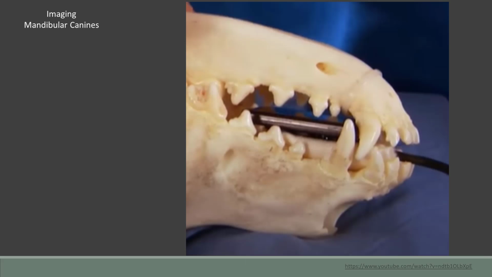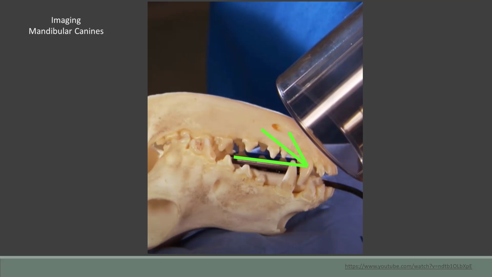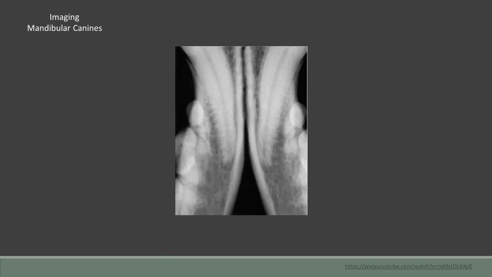To image the longer roots of the canine teeth, the sensor needs to be shifted caudally. Determine the angles and align the aiming cylinder perpendicular to the bisecting angle. This is an example of the type of image that this technique would produce.